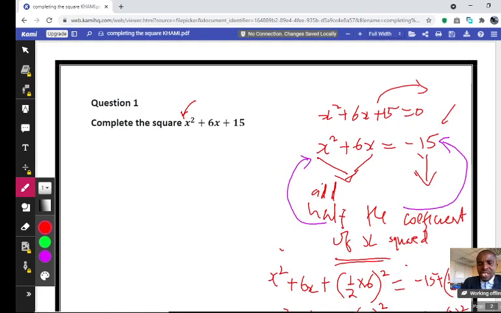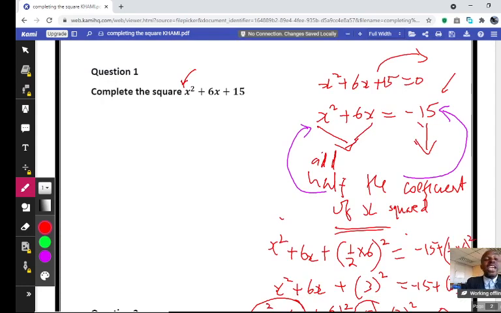So from this, let me now work out based on this one. Question number 1. Complete the square x squared plus 6x plus 15. Now there's no equal sign. Please take note of that. So you say x squared plus 6x. To this one, you add half the coefficient, which is 6. Half the coefficient of x, which is half of 6.